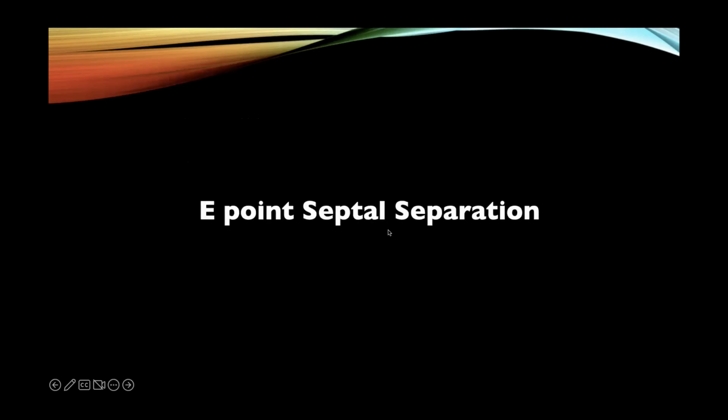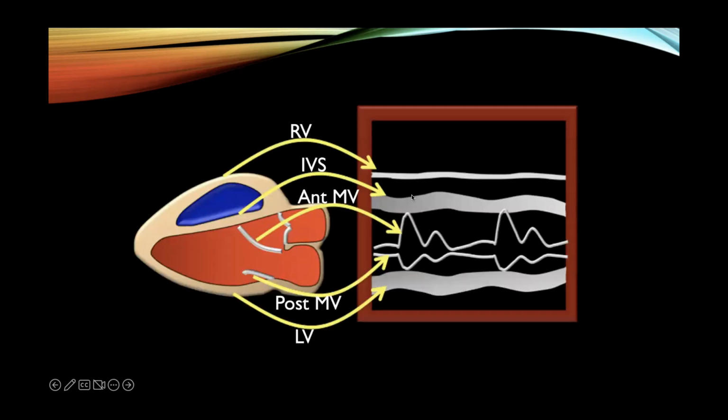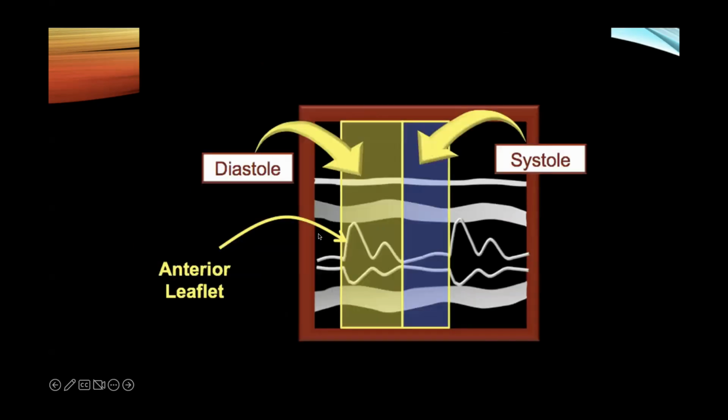So ejection fraction. For E-point septal separation, has anyone done this on their shifts? You're all nodding yes, because I know Dr. Din taught this to you. Perfect. So for EPSS, we want to use M mode. When we apply M mode, we can see our RV, the intraventricular septum, the mitral valve, the anterior and posterior leaflets, and the left ventricle. Does anyone know which one we look at to do the EPSS? The anterior mitral valve? Yes, perfect. So the anterior leaflet of the mitral valve. That's the one we're going to focus on.